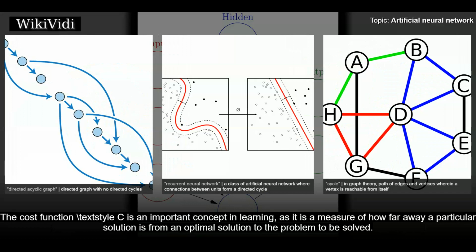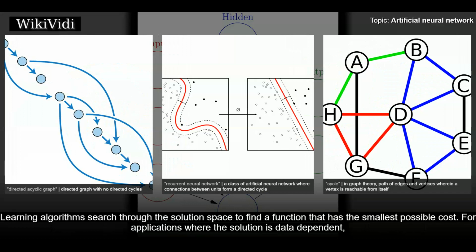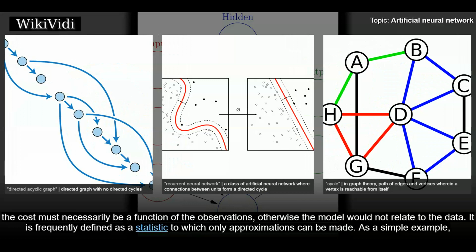The cost function C is an important concept in learning, as it is a measure of how far away a particular solution is from an optimal solution to the problem to be solved. Learning algorithms search through the solution space to find a function that has the smallest possible cost. For applications where the solution is data-dependent, the cost must necessarily be a function of the observations, otherwise the model would not relate to the data. It is frequently defined as a statistic to which only approximations can be made.